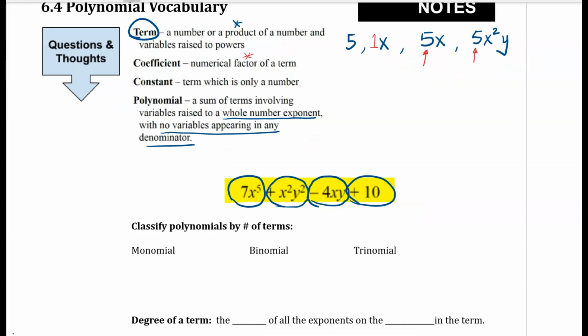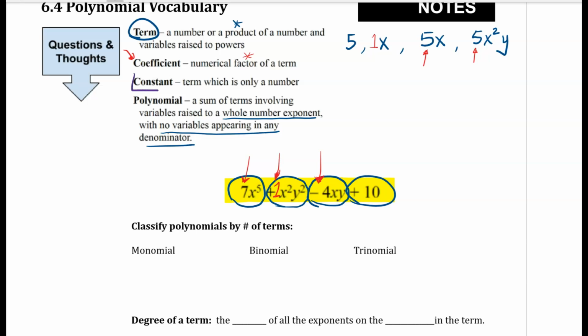Next, let's identify the coefficients, and I'll draw an arrow to each of the coefficients in the polynomial that we have below. So 7 is the coefficient of the first term. It's multiplied by x to the 5th. In the second term, we have variables, but there's no number in front, so that's where our understood coefficient of 1 comes into play. Then we have negative 4 as the number in front of the variables x times y, so negative 4 is our coefficient of that term. 10 is a constant, so it does not have a coefficient since there's no variable.